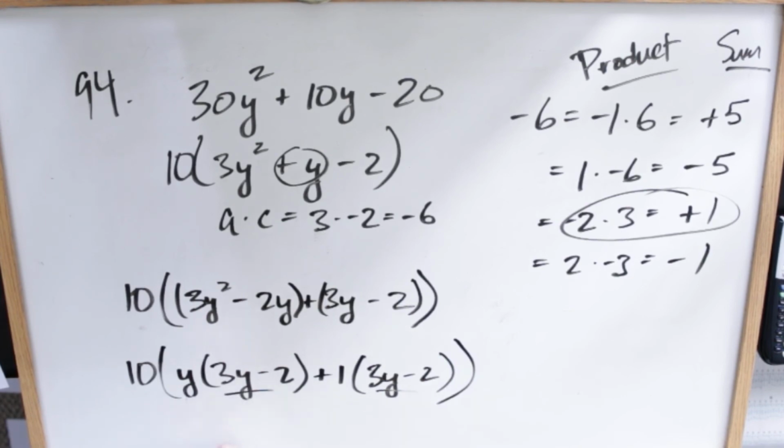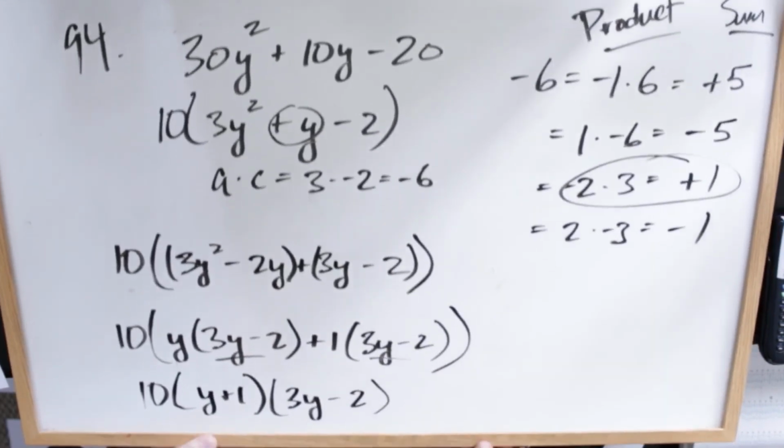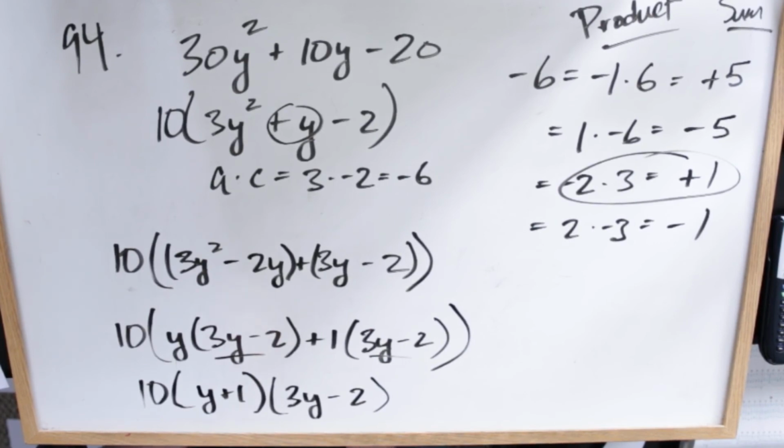So now, when we look at this in terms of its factors, we're going to have the y and the 1, y plus 1, times the 3y minus the 2. Here, let me move my board up a little bit so you can see. So there it is. So that's our final answer. Pretty cool stuff.